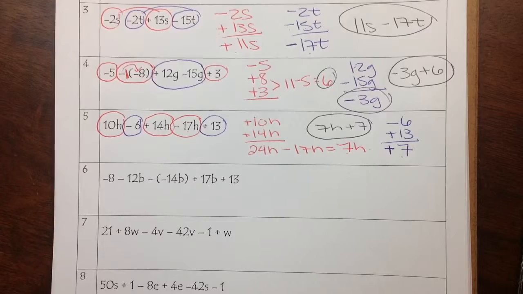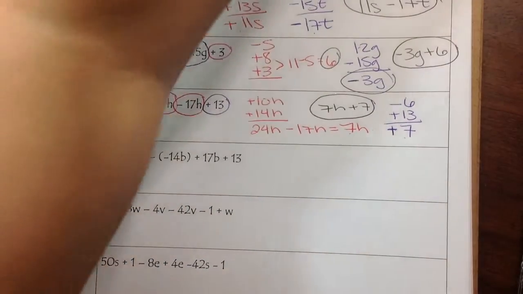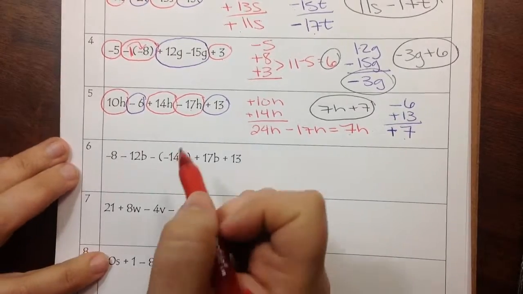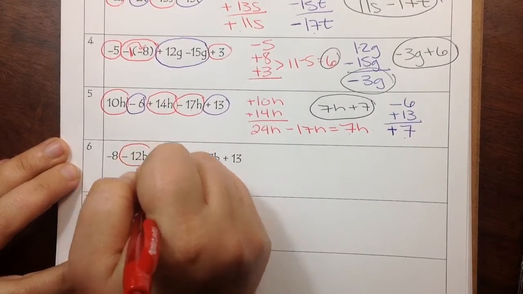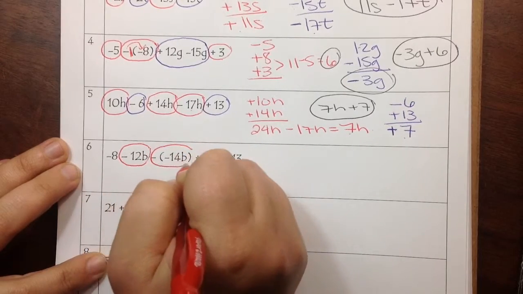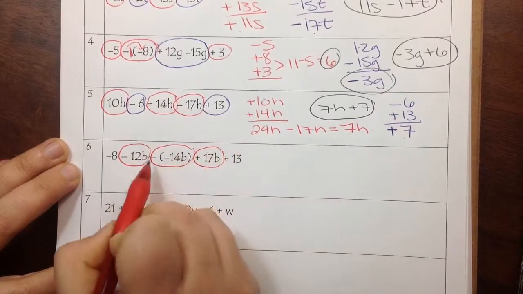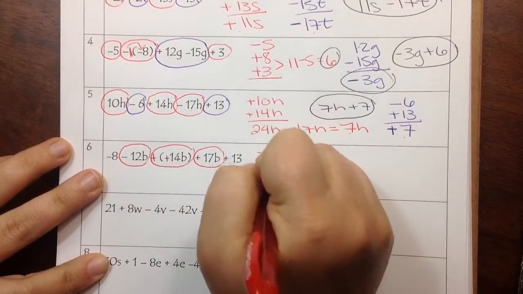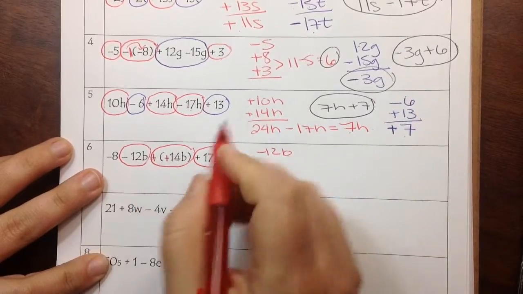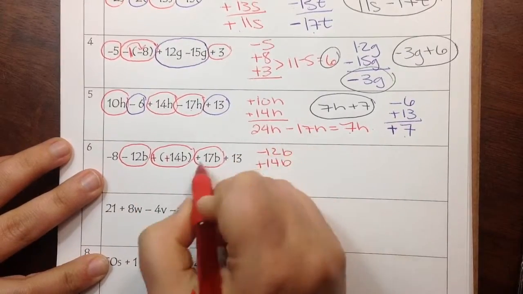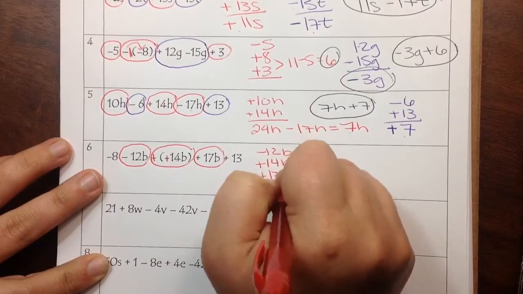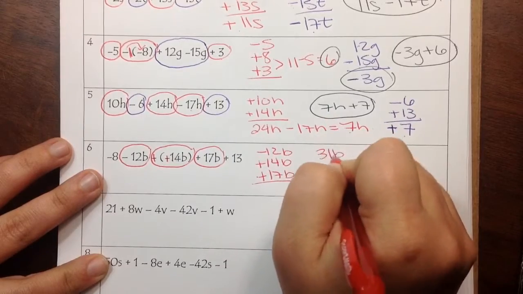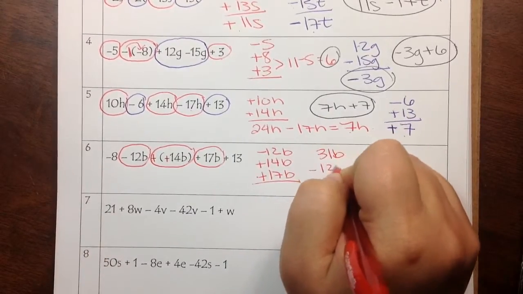All right, same thing. Let's go down to 6. 6 looks a little bit more complicated. Make sure you pause this and write it down so you can kind of do it with me. All right, b's go with b's. 2 negatives again would turn it into a positive. So now I have negative 12b, positive 14b, positive 17b. I would add up the positives first, and I would get 31b minus 12b.